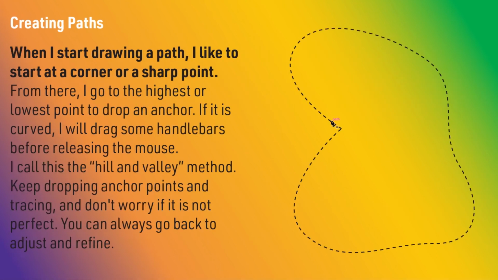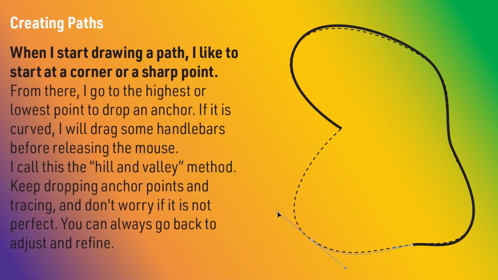When I start drawing a path, I like to start at a corner or a sharp point. From there, I go to the highest point or the lowest point to drop an anchor. If it's curved, I will drag out some handlebars before releasing the mouse. I call this the hill and valley method. I keep dropping points until I've achieved the overall shape. Don't worry if you don't get it exactly right the first time, you can always go back and edit it.